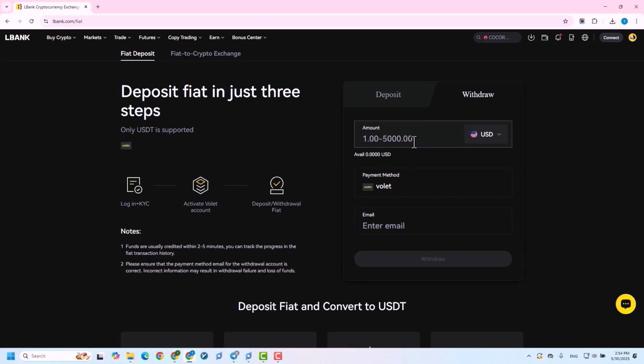For withdrawals from your account, the process is the same. You simply enter the amount. Select the desired currency, choose the withdrawal method, and by entering your email address and clicking on the withdraw option, your withdrawal will be processed.